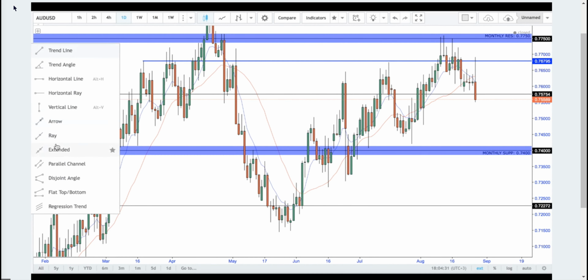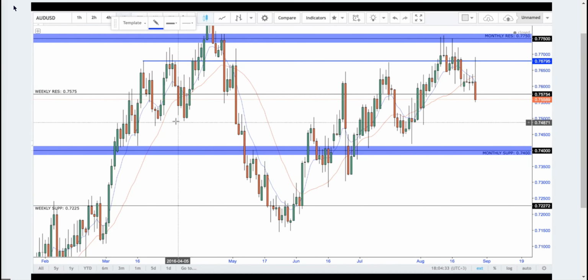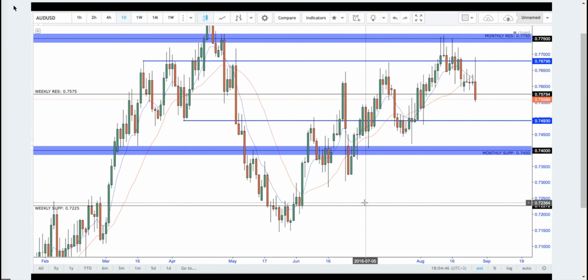Right, if we go to the horizontal ray, again I'm just going to float through. Maybe this one here. I've spotted this 3-pin pattern: 1, 2, 3. There's 3 wicks. Wick 1, wick 2, wick 3, mini one. I'm just going to place it on there and see how this comes in.